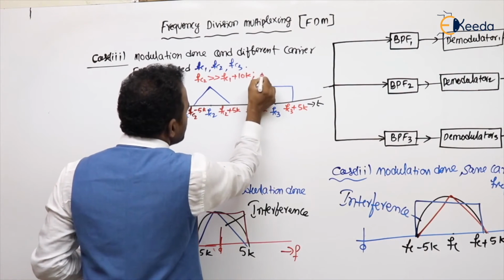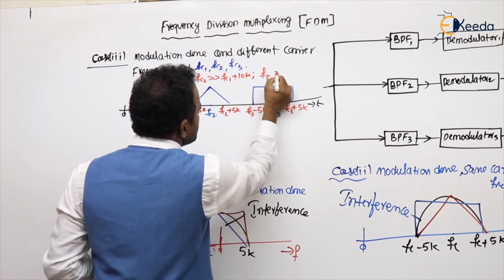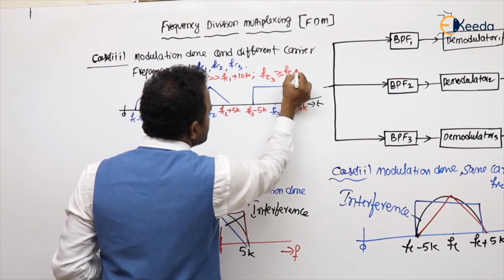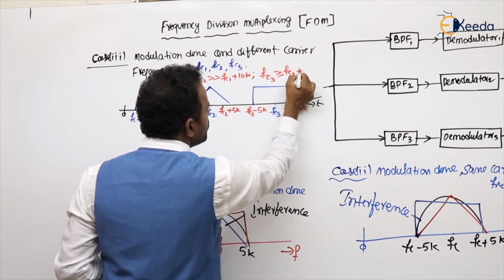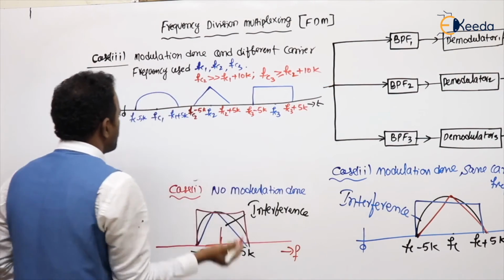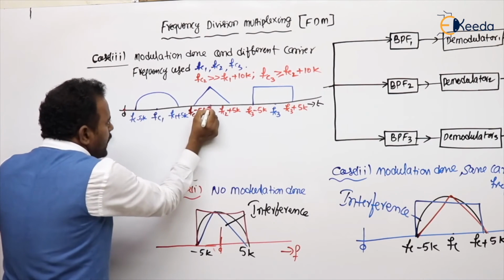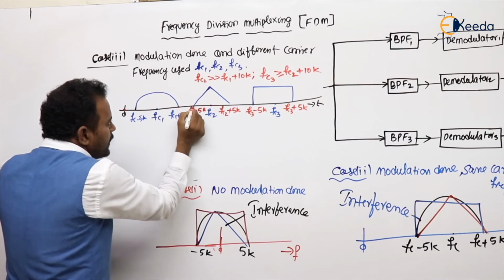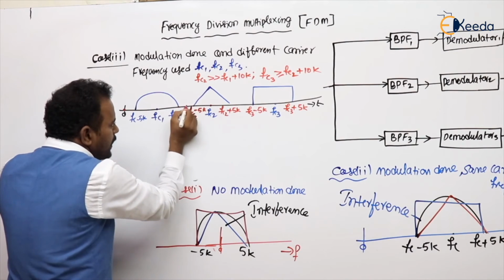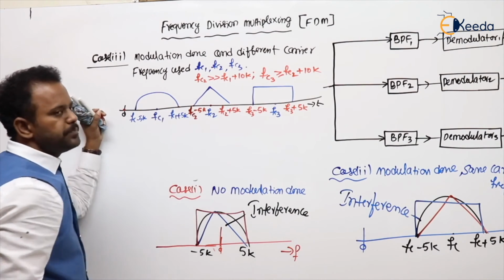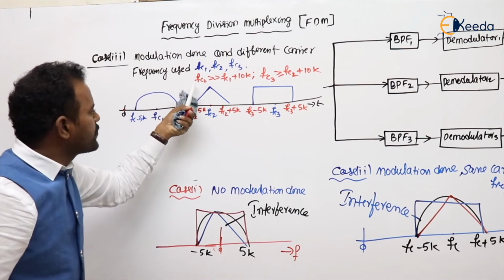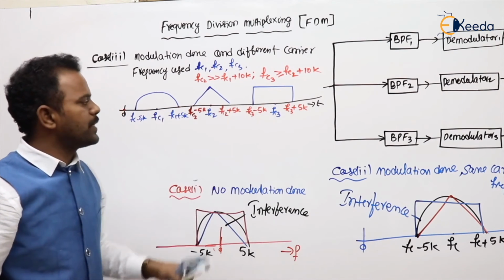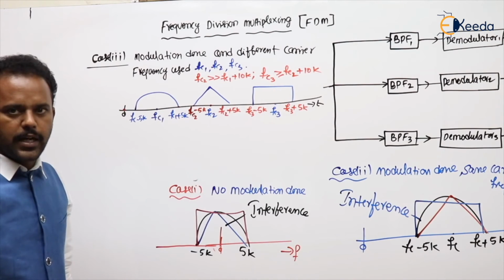In the similar manner, FC3 is far greater than FC2 plus 10K. You can observe. From here to here, FC2, up to here, FC1 plus 5K, this is another 5K, so 10, this is some gap. So I can say FC2 is far greater than FC1 plus 10K. Understanding my point or not?